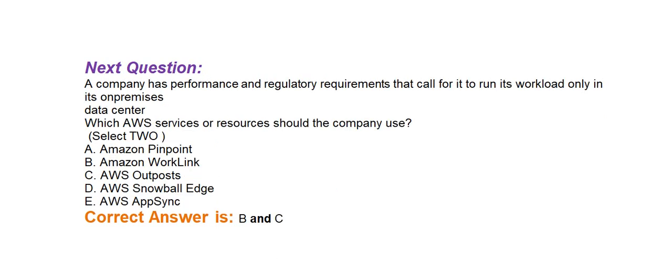Next question is, a company has performance and regulatory requirements that call for it to run its workload only in its on-premises data center. Which AWS services or resources should the company use? Choose two options. Option A, Amazon Pinpoint. Option B, Amazon WorkLink. Option C, AWS Outposts. Option D, AWS Snowball Edge. Option E, AWS AppSync. Correct answer is option B and option C, Amazon WorkLink and AWS Outposts.